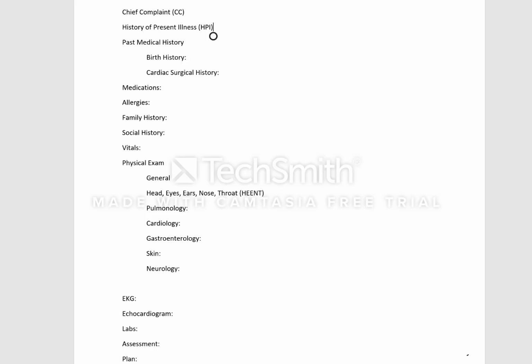For the EKG, I want you to put in what you see on the EKG. Is it a normal sinus rhythm? At what rate? And then, is there any evidence of hypertrophy, ST changes, or T-wave inversions? For the echocardiogram, you can just copy and paste what I will write for the echocardiogram.